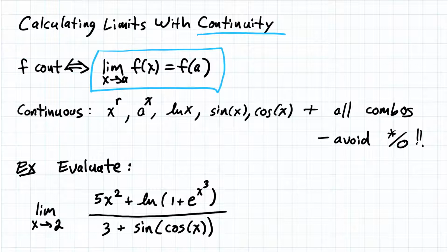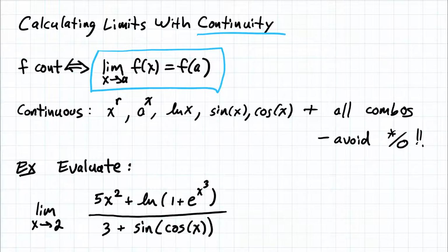And remember, you know a lot of continuous functions, things like x to the r, like x squared, x cubed, or x to the 1/2, a to the x, e to the x, log x on its domain, sine x, cosine x. These are all continuous functions. And an important result is any way you put together continuous functions, addition, multiplication, division, composition, everything stays continuous as long as you avoid division by 0. So don't divide by 0 and it'll stay continuous.